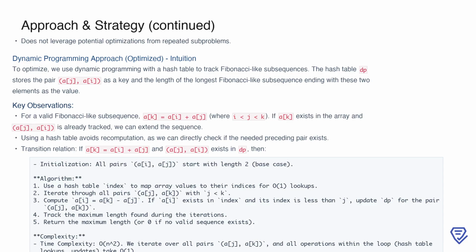To implement this, we first create a hash table index to map array values to their indices for efficient lookups. Then, for each pair A[j], A[k] with j less than k, we compute the potential preceding value A[i] equals A[k] minus A[j]. If A[i] exists in the array and its index is less than j, we update the hash table accordingly. Throughout this process, we keep track of the maximum sequence length found and return it at the end. This approach drastically reduces the time complexity to O(n squared), as we now iterate through all pairs and perform O(1) operations for each, while the space complexity is O(n squared) due to the storage required for the hash table.